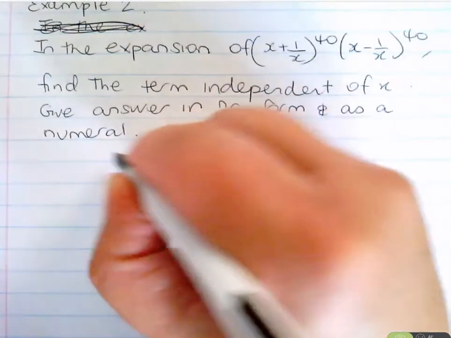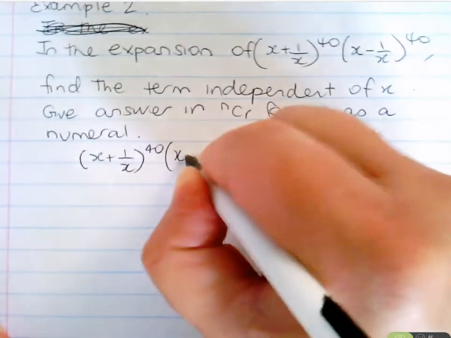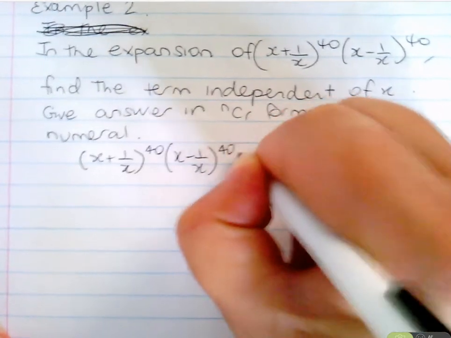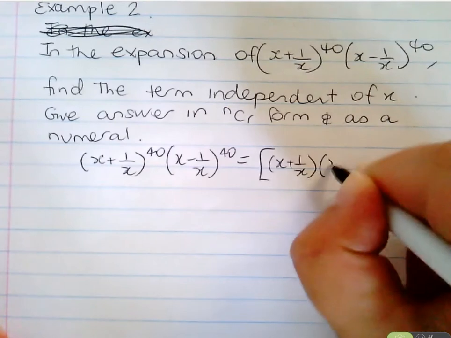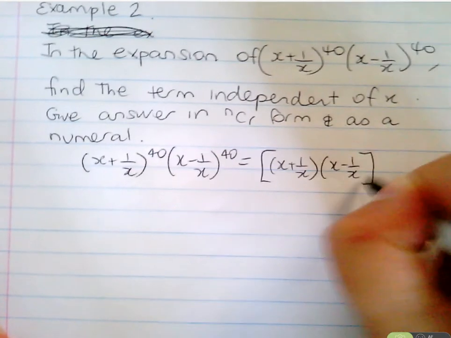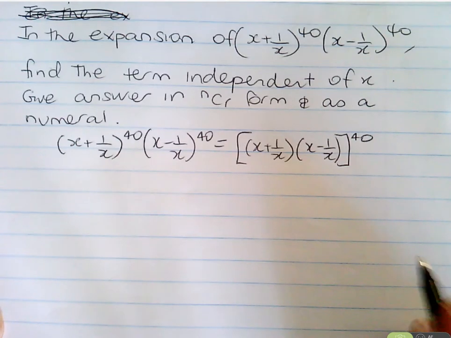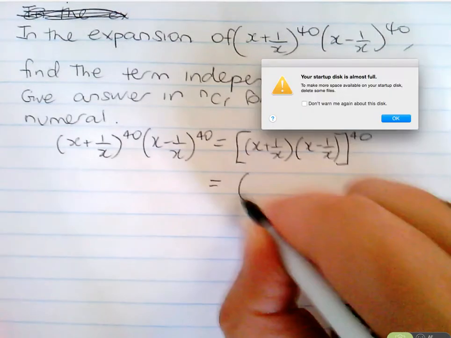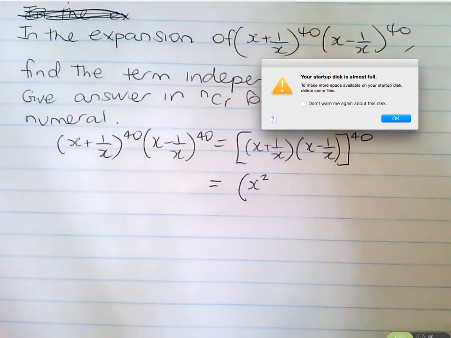Good. So I'll just do it step by step. Because they're both to the power of 40, you can write them as x plus 1 on x times x minus 1 on x, both to the power of 40. Now, that is just the same as a plus b, a minus b.